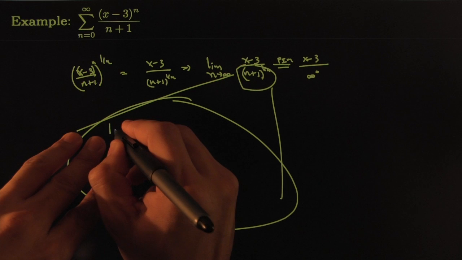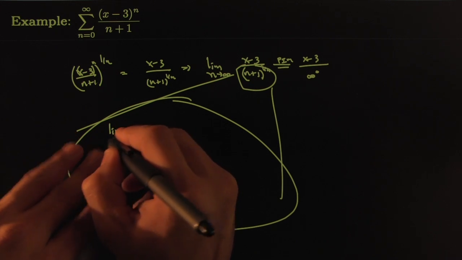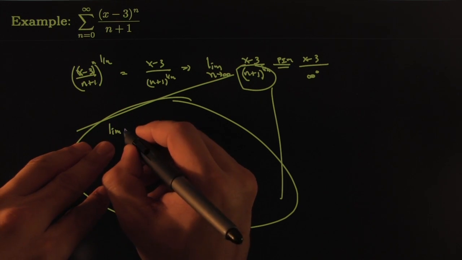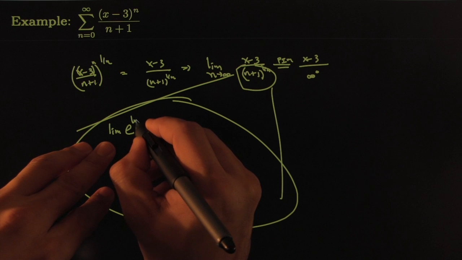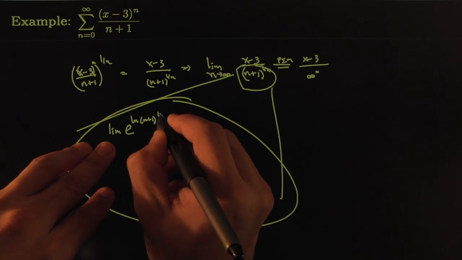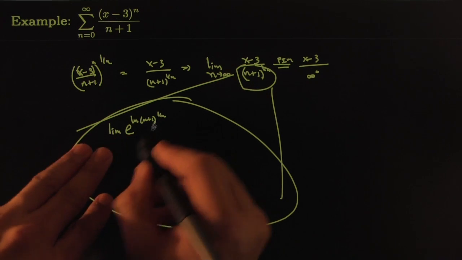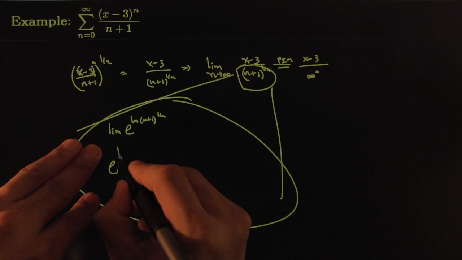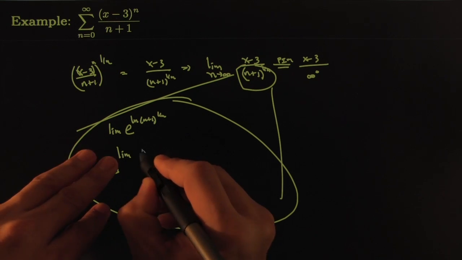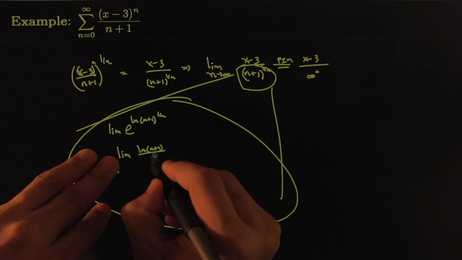Maybe we do a little e^(ln) trick. So this would be the limit of e^(ln((n + 1)^(1/n))). You could take the limit through the continuous functions. This becomes e to the limit of, you can bring this down, ln(n + 1)/n.